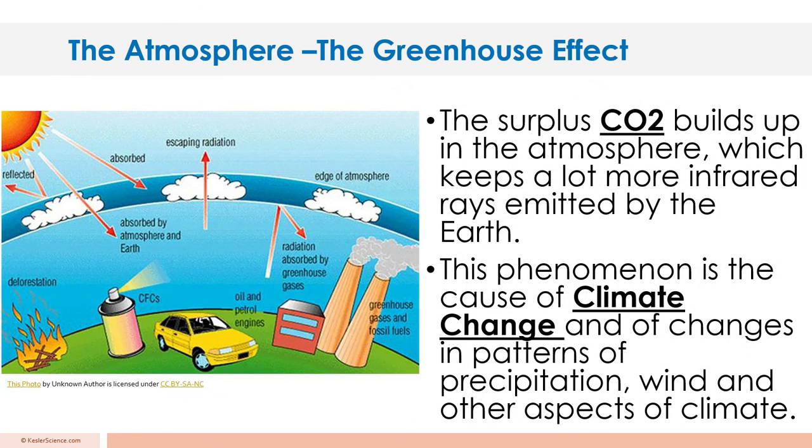The surplus, the extra CO2, builds up in the atmosphere, which keeps a lot more of the infrared rays emitted by the Earth. This phenomenon is the cause of climate change and of changes in things like precipitation, the amount of rain, the wind, and other parts of our climate. We used to call it global warming, and people thought of the effect as just overall warming. That's not really the case. Colder places are going to get colder. We're going to see more extreme weather as climate change continues.